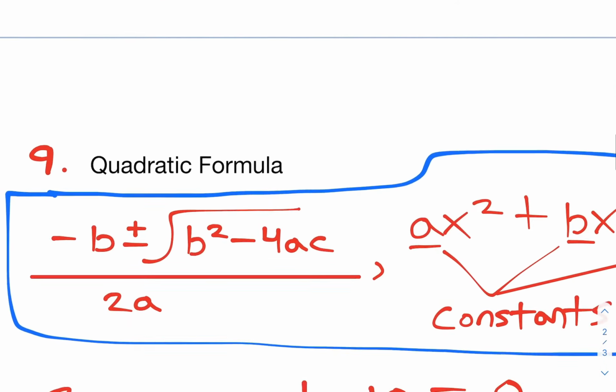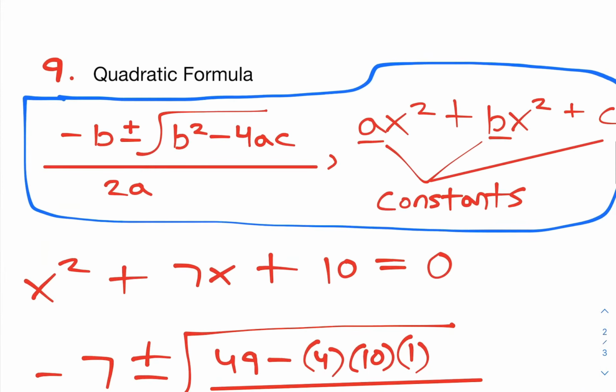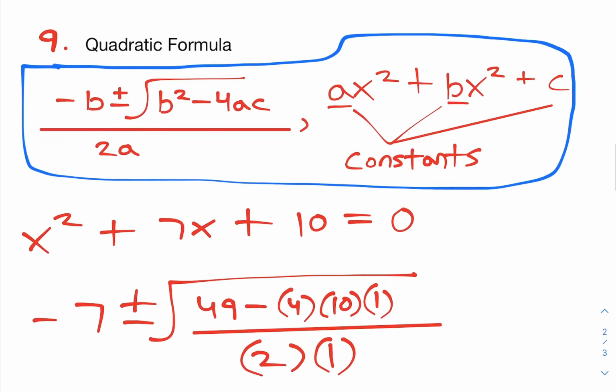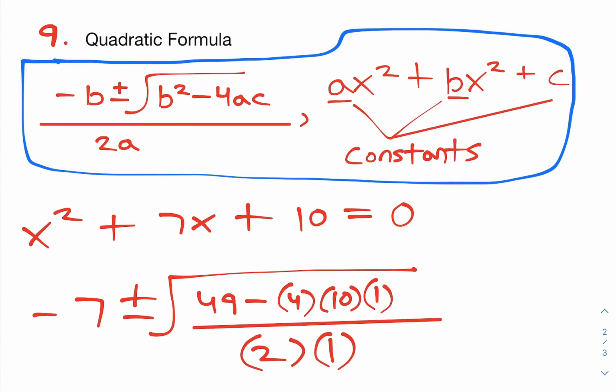The final formula is the quadratic formula, which you've probably seen before. It is used to solve quadratic equations, and it is negative b plus or minus the square root of b squared minus 4ac over 2a. And you only use this formula if you're given an equation in this form, ax squared plus bx plus c, where a, b, and c are simply just constants, and a constant is just any kind of number, an integer like 3, 4, or 5.